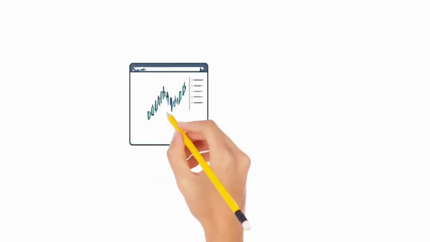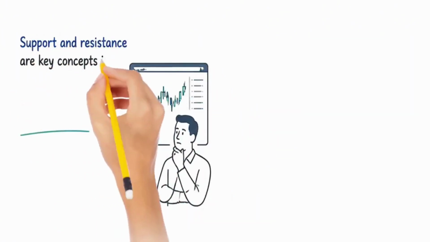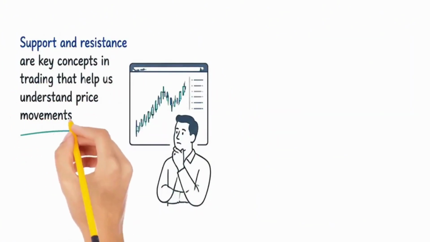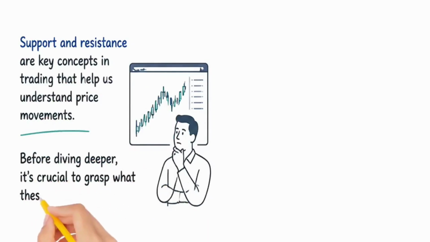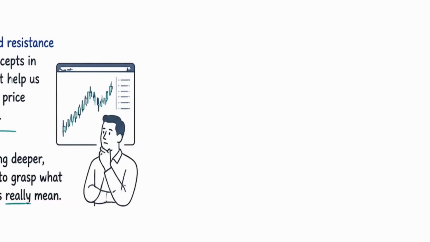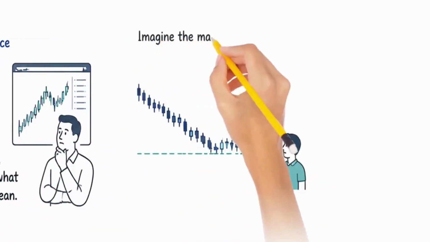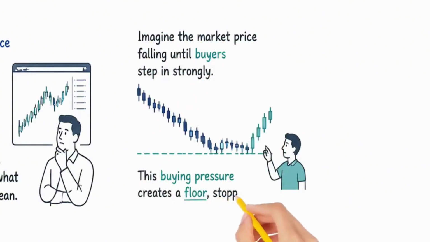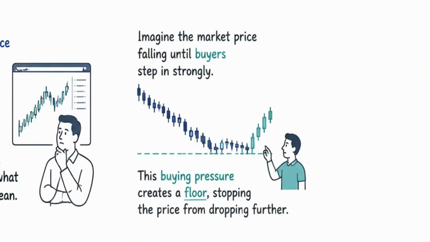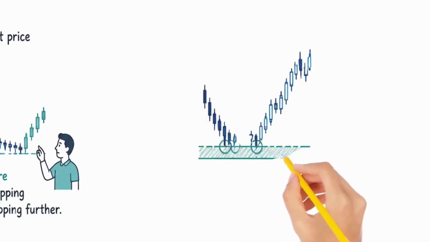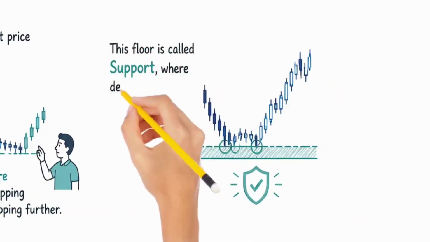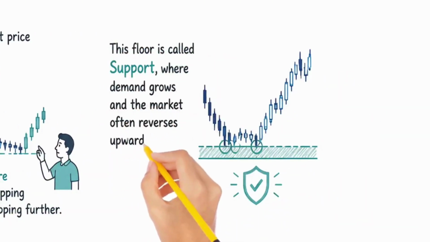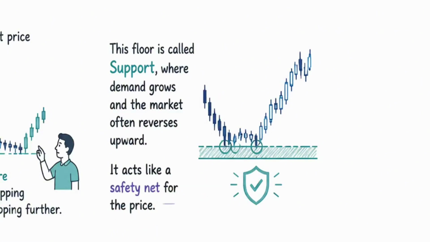Support and resistance are key concepts in trading that help us understand price movements. Before diving deeper, it's crucial to grasp what these terms really mean. Imagine the market price falling until buyers step in strongly. This buying pressure creates a floor, stopping the price from dropping further. This floor is called support, where demand grows and the market often reverses upward. It acts like a safety net for the price.